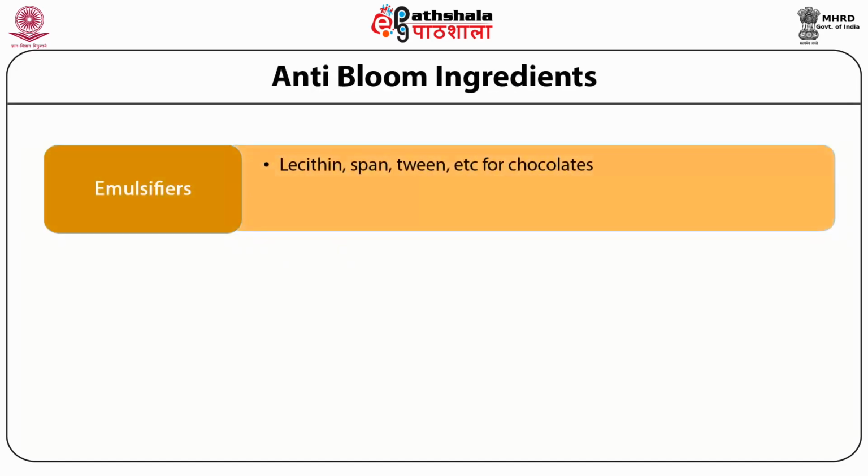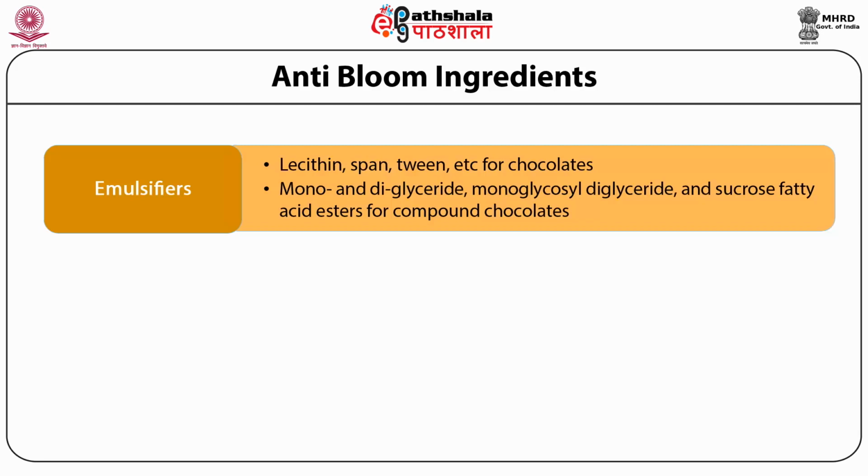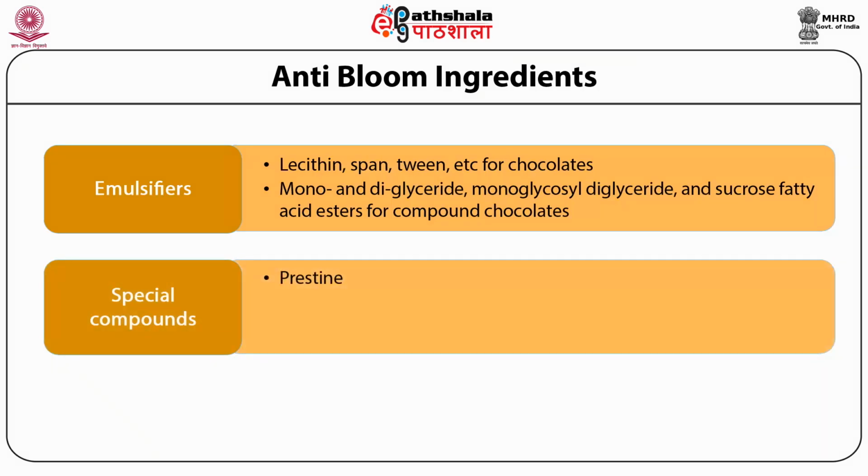Emulsifiers like lecithin, span, tween can be used for chocolates for better emulsification of these fats so that they don't separate out. You can also use other emulsifiers like mono and diglycerides, monoglycosyl diglyceride and sucrose fatty acid esters for compound chocolates. Compound chocolates have more ingredients, more different types of fats and different forms of ingredients. As a result, stronger emulsifiers are needed in these types of chocolates. You also have special compounds like pristine, 1,3-oleoyl, 2-stearoyl glycerol and also sugar particles which can help as anti-blooming ingredients.